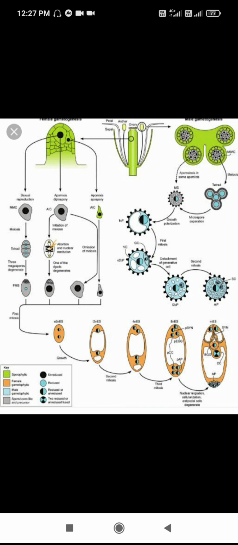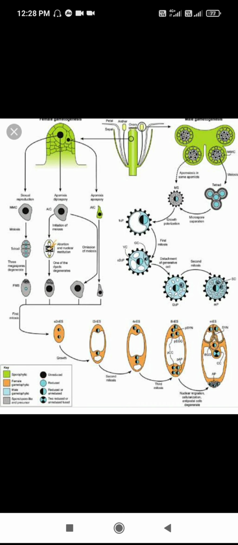The generative cell again divides into a stalk cell and a body cell. You have to remember this one. The stalk cell remains in the pollen grain, and the tube cell and the body cell enter the germ tube.